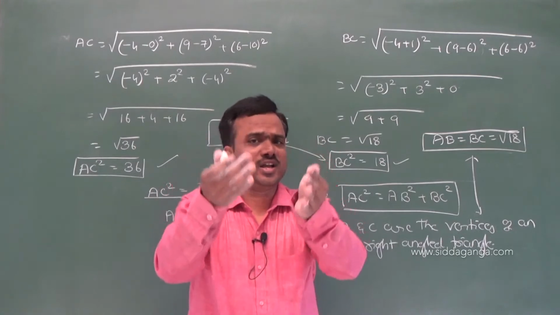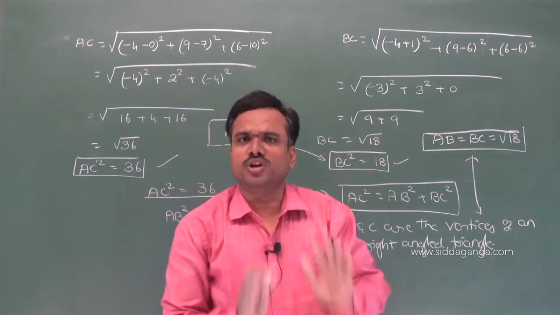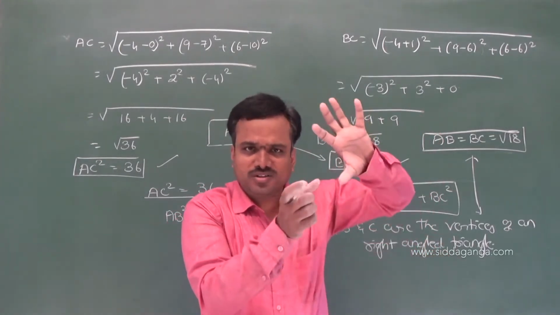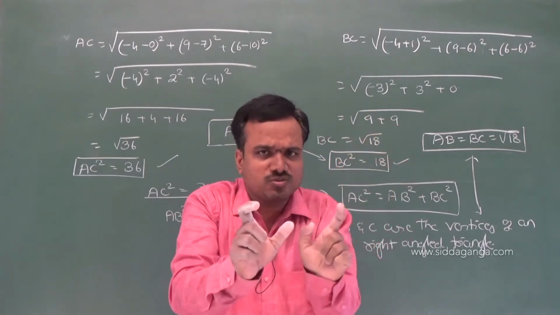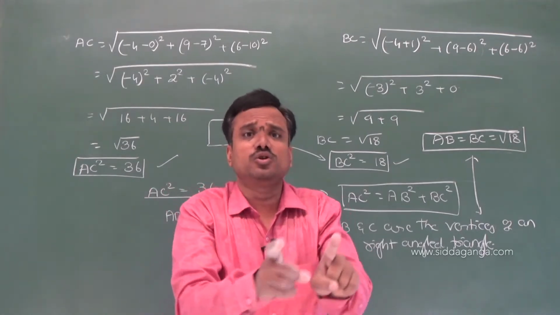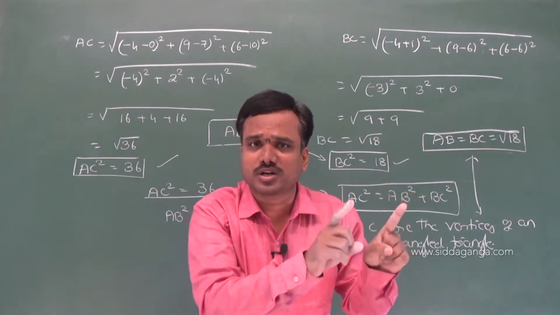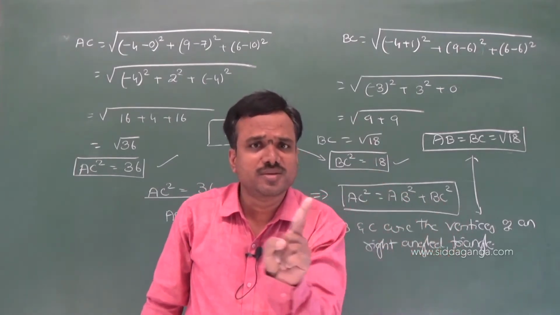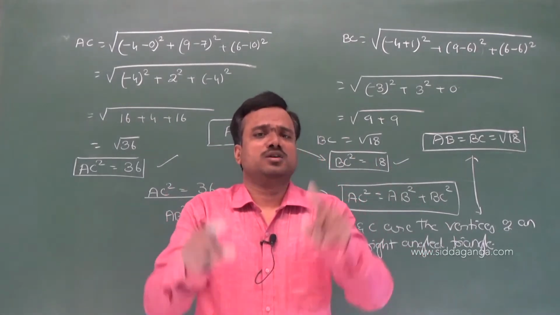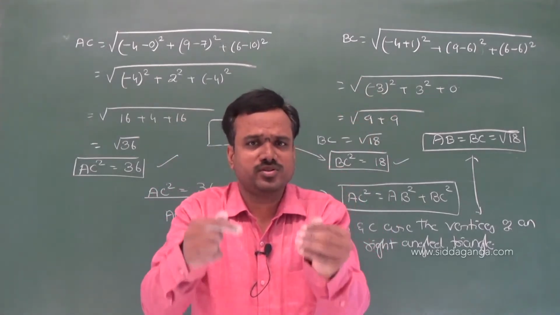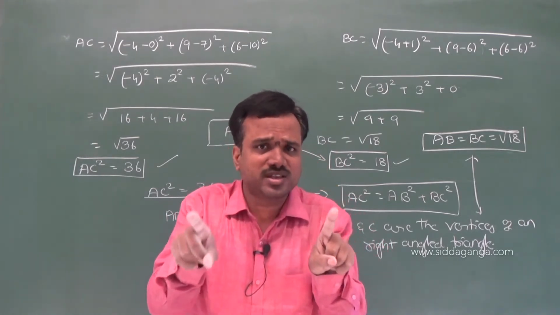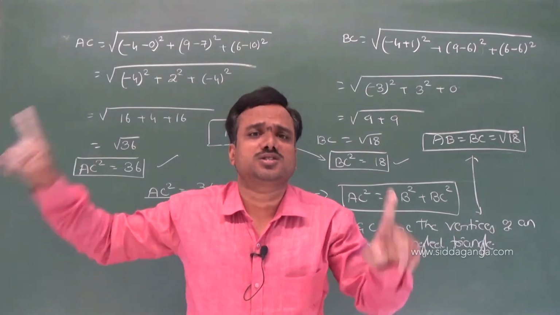To prove, once again I recall all the previous problems. To prove collinear, we find 3 values: A to B, B to C and A to C. Among these 3 values, we observe which value is highest. If that is equal to the sum of the other 2 values, then these 3 points are collinear. For an isosceles triangle, first we find 3 values: AB, BC and AC. If any 2 values are equal, then A, B, C are the vertices of an isosceles triangle.